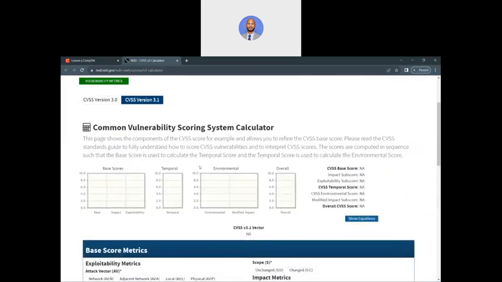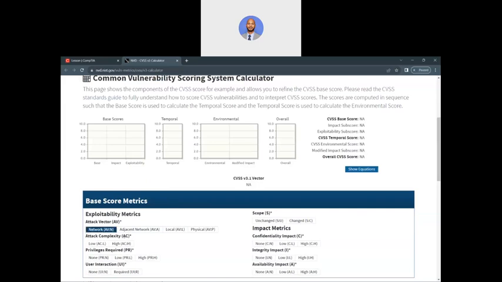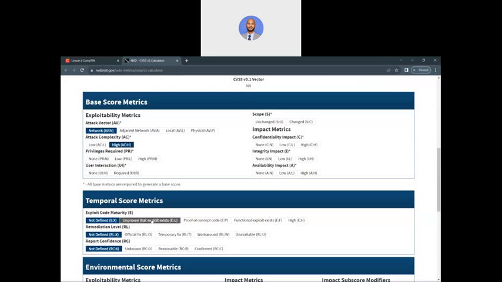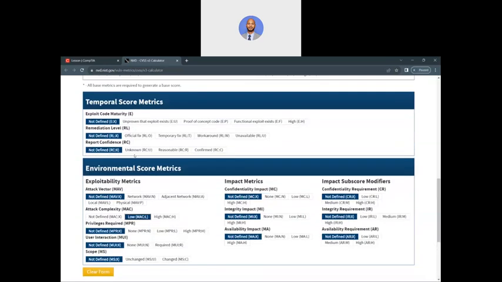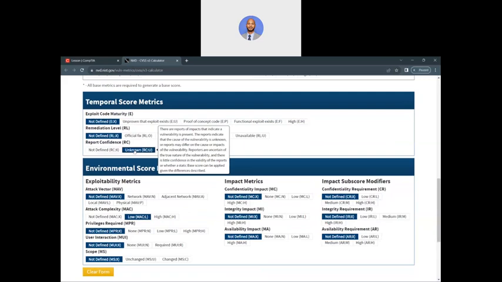Essentially, this allows you to play around and actually see how the scores are applied based off of what metrics you're looking at. If you hover over, you'll notice that it explains what each metric means, so you have a better idea of whether that applies, and you can build out a score. But each one, if you notice, is like an unknown report confidence. So these reports of impacts that indicate a vulnerability is present.